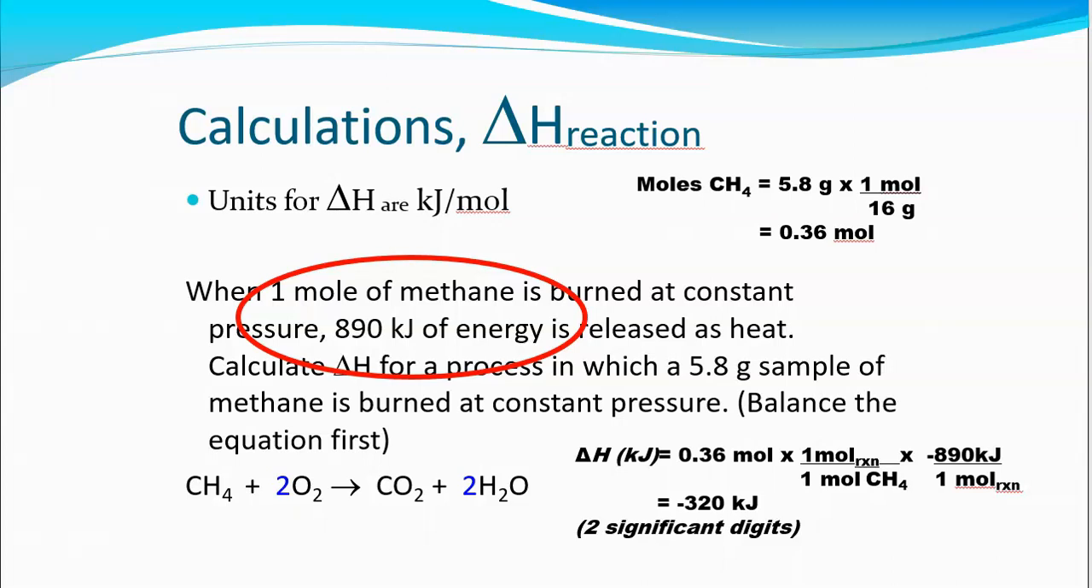So using the mole of reaction is really helpful for us. It gets us from talking about moles of methane to moles of the whole reaction, which allows us to work with kilojoules over the whole reaction. Okay, so let's try another one.